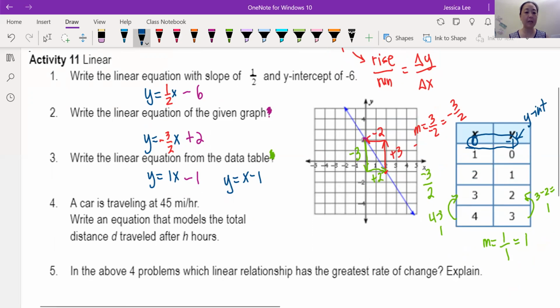So now a car is traveling at 45 miles per hour. Write an equation that models the total distance d traveled after h hours. Now, this is basically the dirt formula. I like calling it the dirt formula because literally it looks like dirt. Distance is equal to rate times time. See, dirt. All right, the dirt formula.